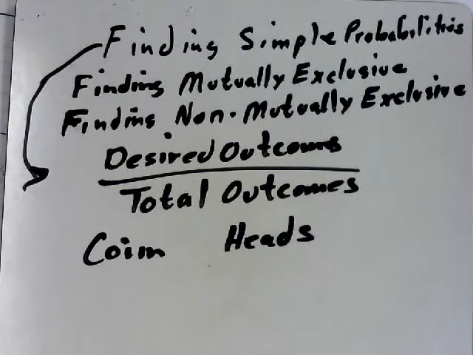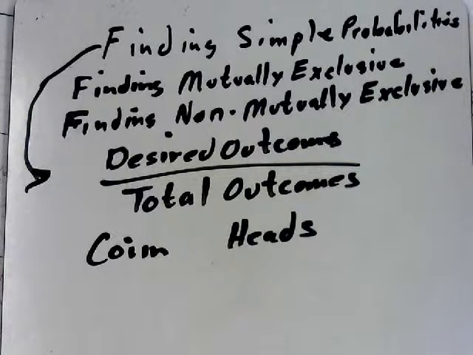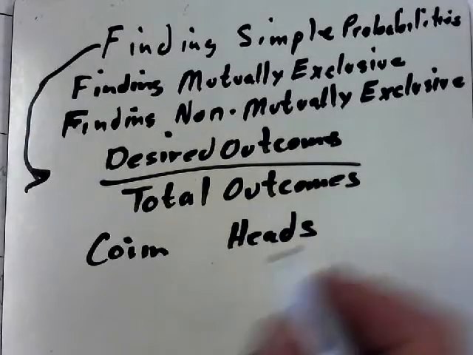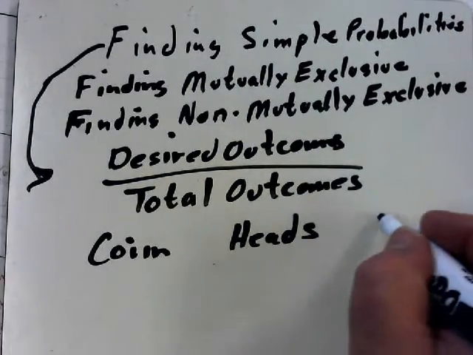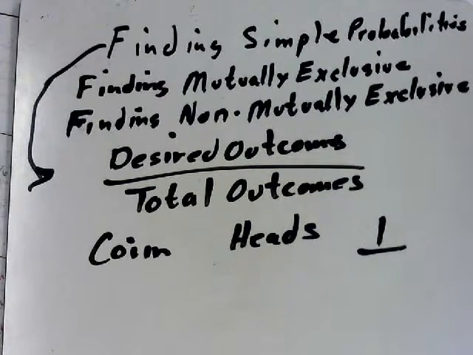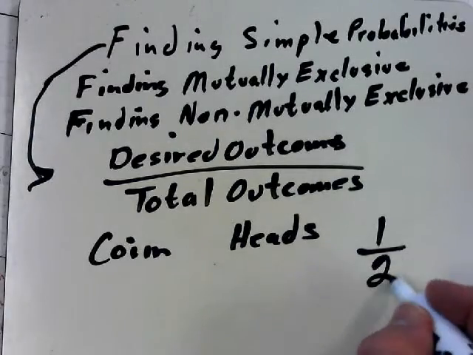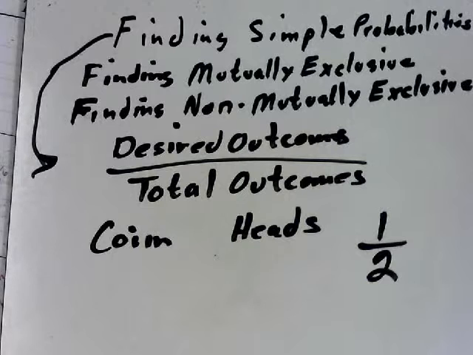Okay? If I took a single coin and tossed it, what would be my total number of desired outcomes? Desired outcomes would be 1, right? The total outcomes from a single coin is 2. So the simple probability of tossing a coin, no matter how many times I toss it, of getting a head would be 1 out of 2, or a half.